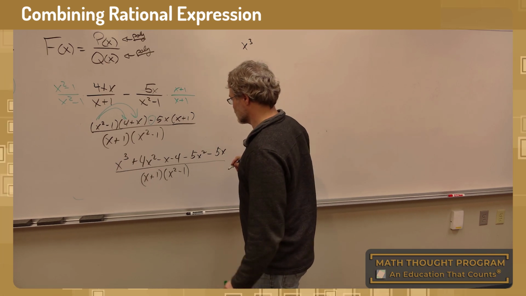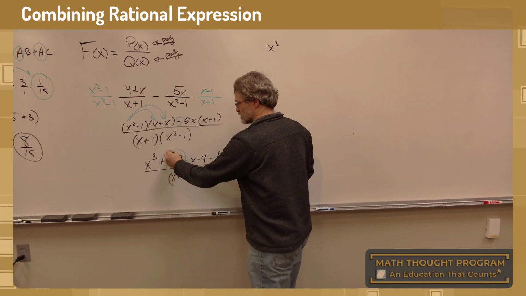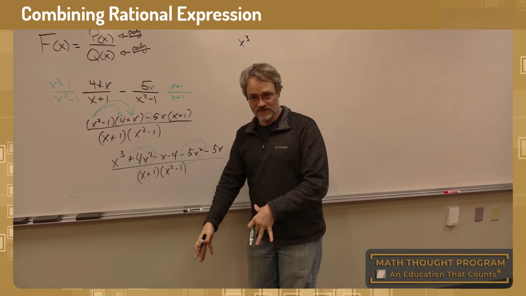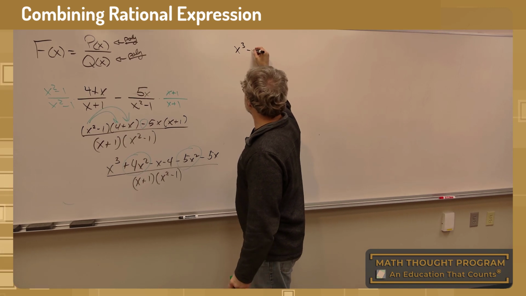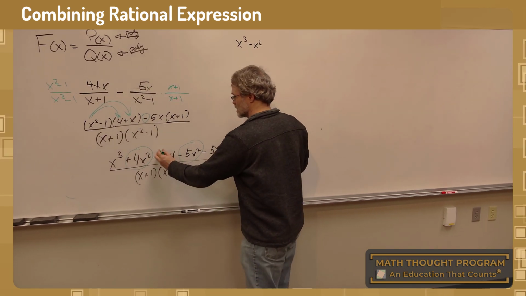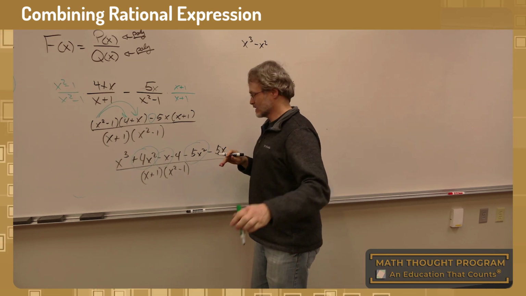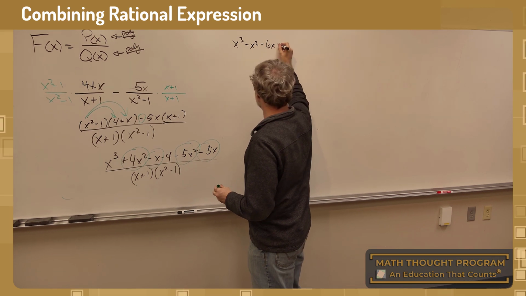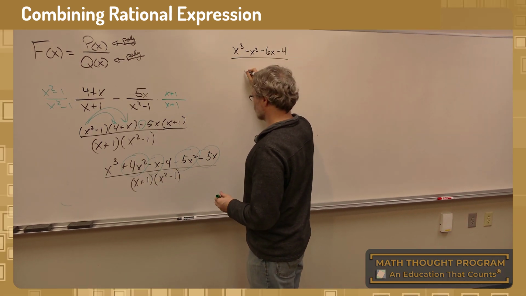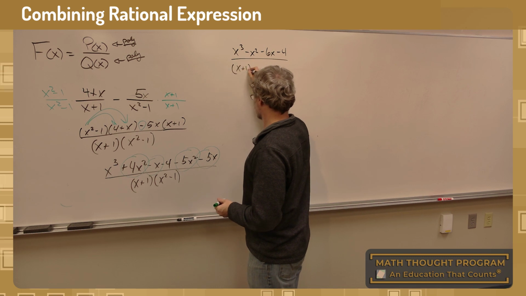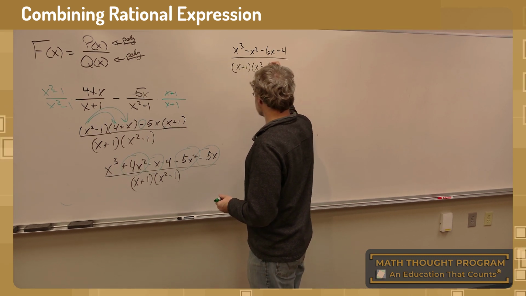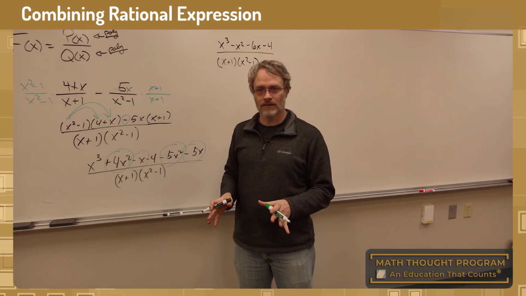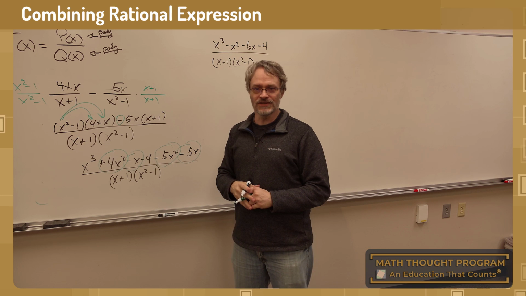I would have an x cubed. And here's my square terms. 4x squared minus 5x squared. That does get me an x squared. And I got this one. Minus x, minus 5x, minus 6x, and then minus 4. All over x plus 1, x squared minus 1. Now, here's the deal. It's not simplified yet.